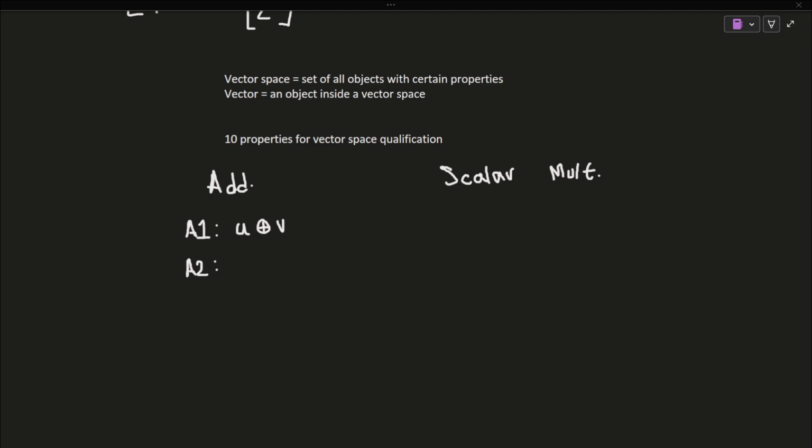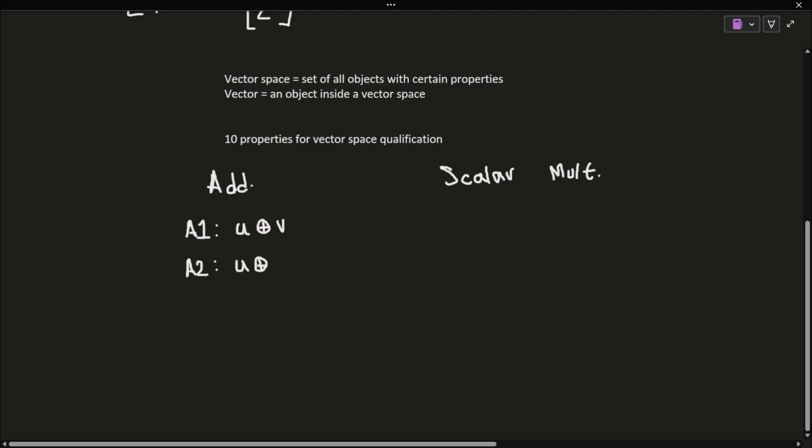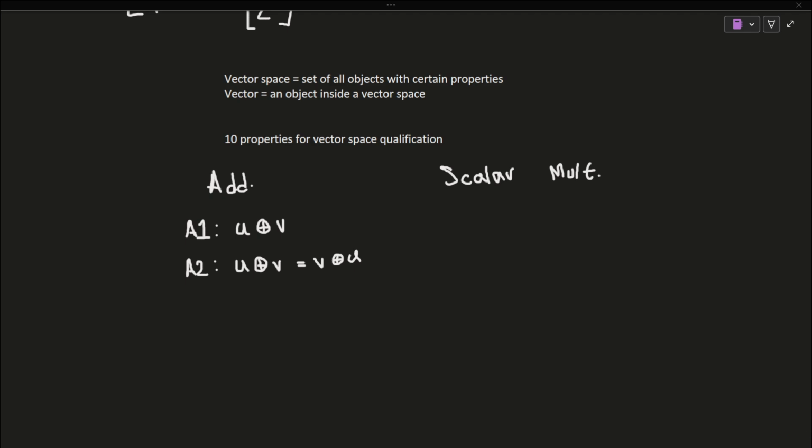And so A2 is commutative. So if u and v belong to a vector space and you do u plus v, this needs to equal v plus u. So when you add the two vectors, regardless of the order, the sum still needs to belong to the vector space.